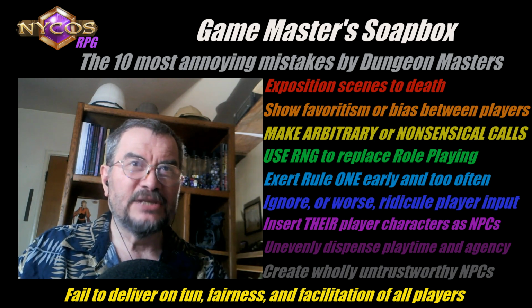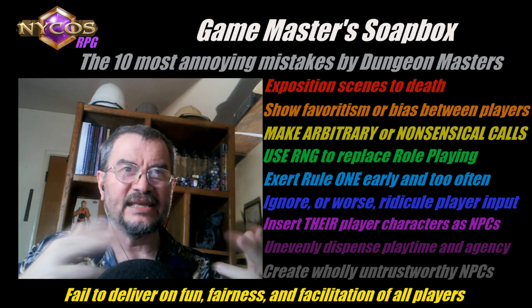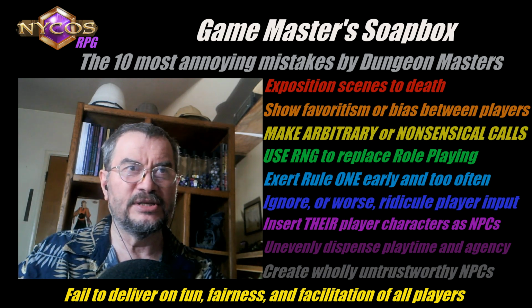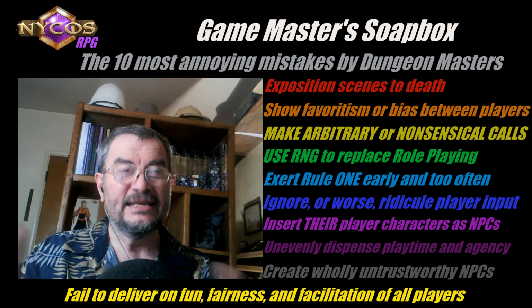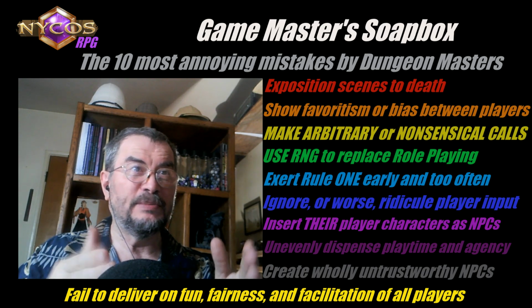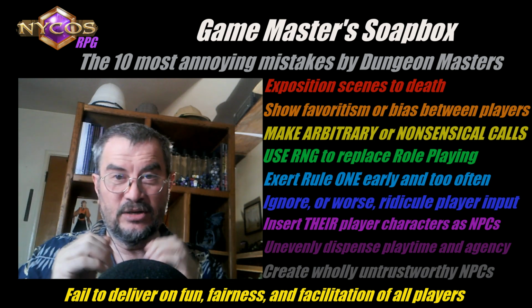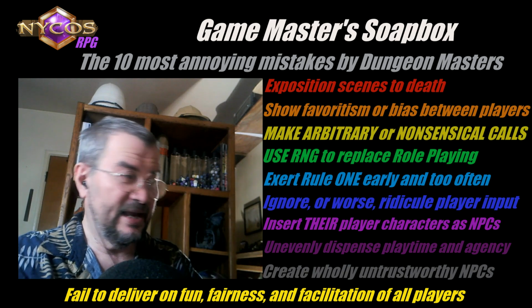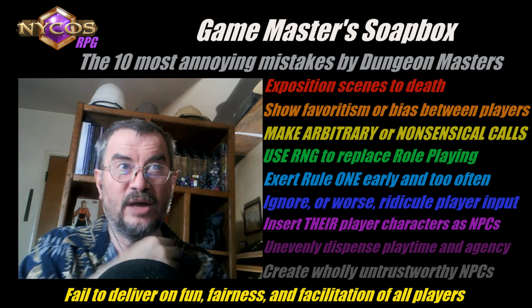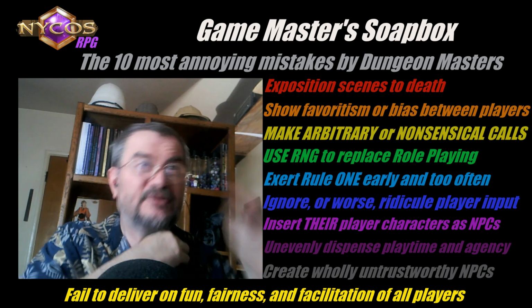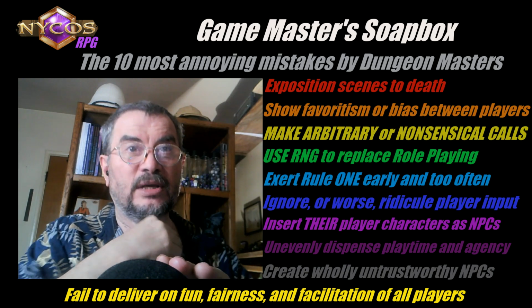Now, I mentioned it before, and it kind of sounds like the same thing, but dispensing playtime and agency for players in the session is important. So when you've got multiple players at the table, it should be a situation of you ask this player what they're doing and you do that action. Then you ask that player what they're doing and you do that action. You ask this player and so on. Or you ask each person in turn what they're going to do and then run it collectively for the round.